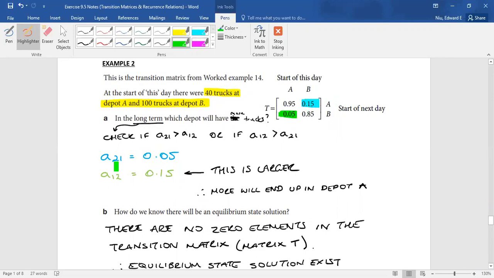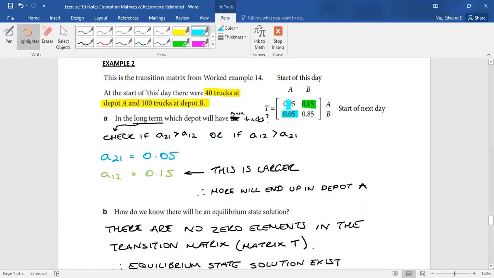So here we've got row 2, sorry. I mucked up the color scheme. Sorry, guys. Lime green's this one. So we still compare top right to bottom left. Okay, so row 2, column 1 is 0.05.